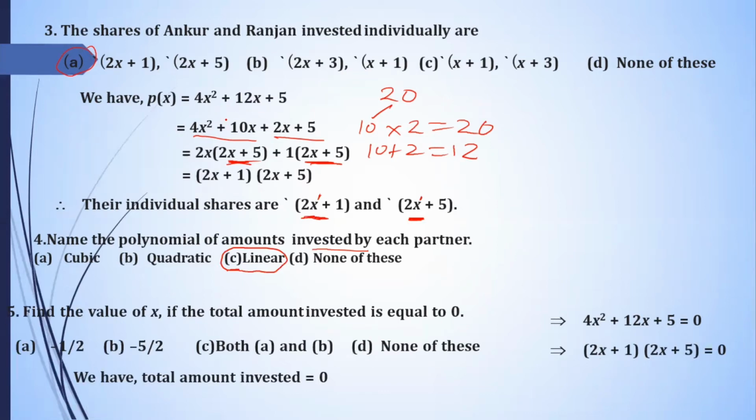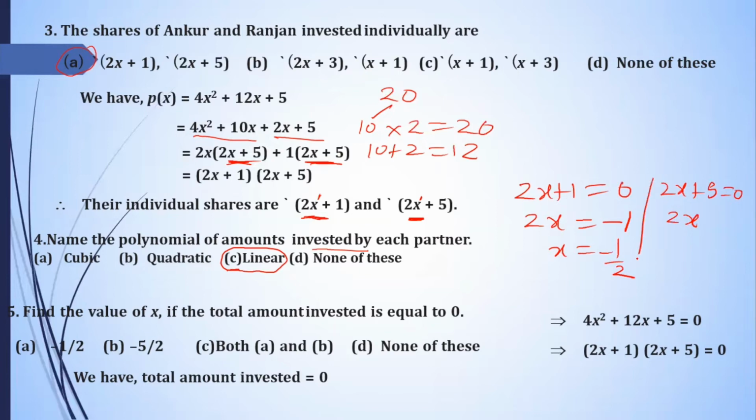So if you take 2x plus 1 is equal to 0, you get 2x is equal to minus 1. So x is equal to minus 1 by 2. If you take 2x plus 5 is equal to 0, you get 2x is equal to minus 5. So x is equal to minus 5 by 2. So that is how you get the values as minus 1 by 2 or minus 5 by 2.